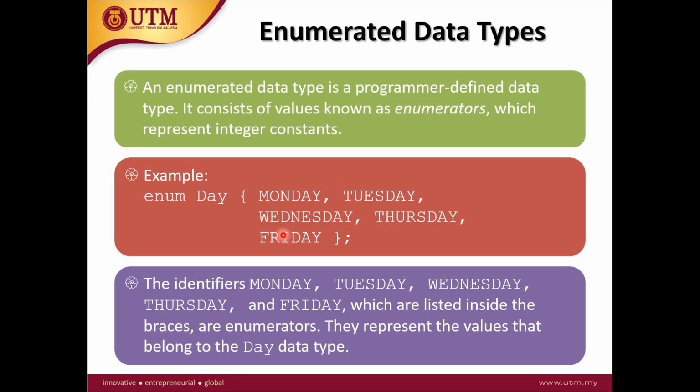Those Monday, Tuesday, Wednesday, Thursday, Friday are called enumerators, and they represent values which belong to the day data type. So day is going to be a data type, and the values between those two curly brackets are going to be the enumerators belonging to that data type. For example, you can say integer or string or whatever, so there may be some values. These values are called enumerators that belong to this data type.